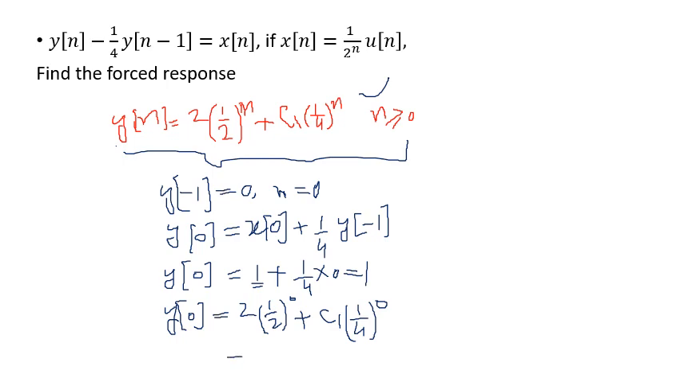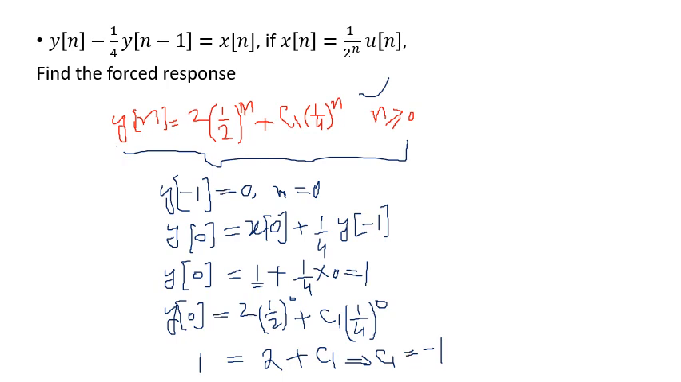This will give you y of 0, which we have already found to be 1, so it will be 2 plus c1. So it implies that 2 is added here. If I shift it to the other side, c1 equals minus 1.